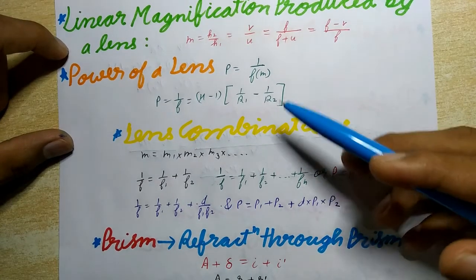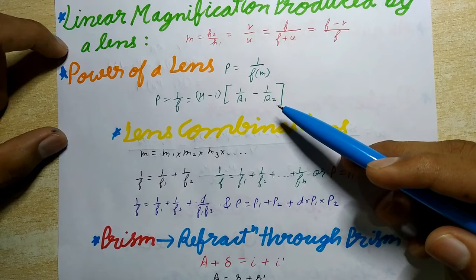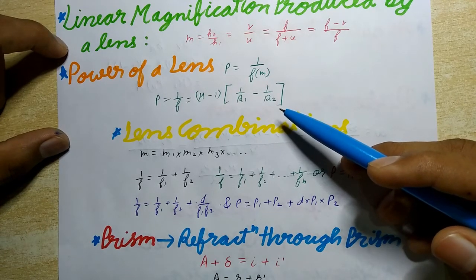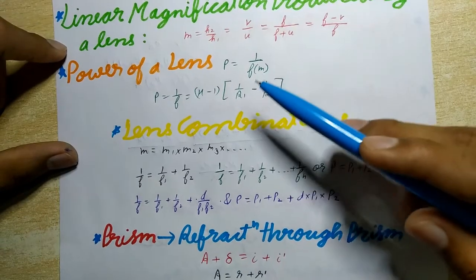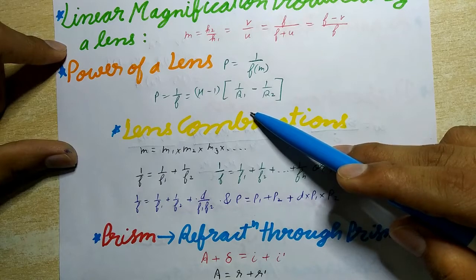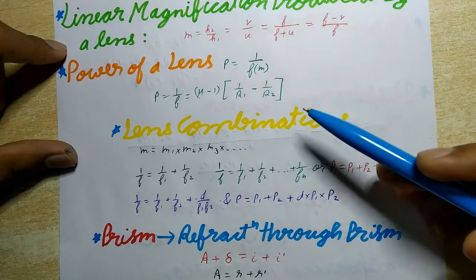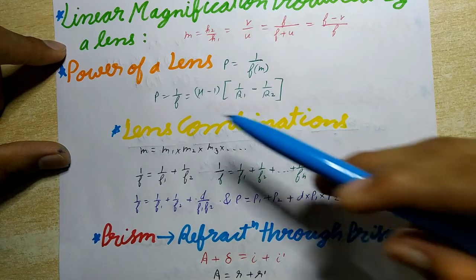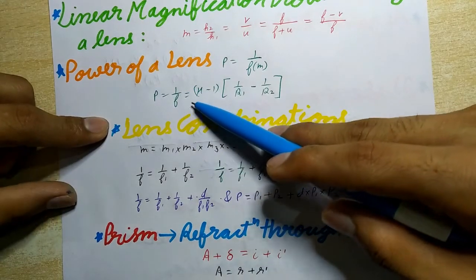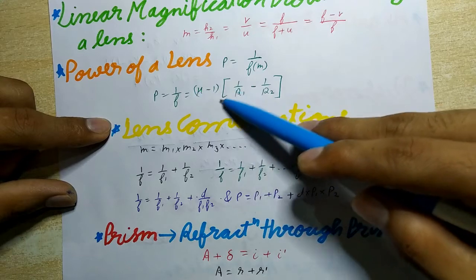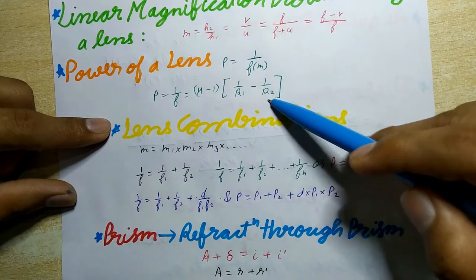Now the next topic is power of a lens. The power of a lens is defined as the reciprocal of its focal length expressed in meters. P = 1/f (in meters), and the SI unit of power is per meter, also called diopter. One diopter is the power of a lens whose focal length is 1 meter. P = 1/f. This is the formula for power of a lens, which is equal to (mu - 1)(1/r1 - 1/r2).